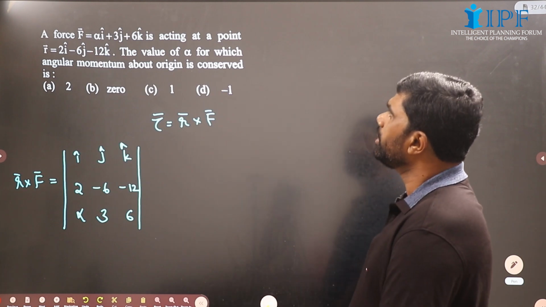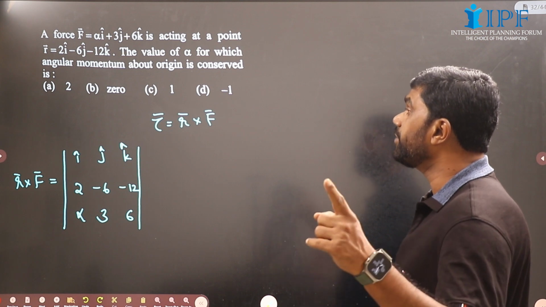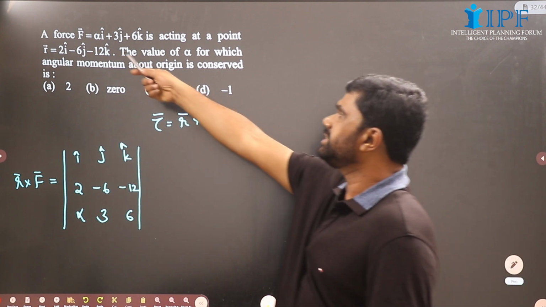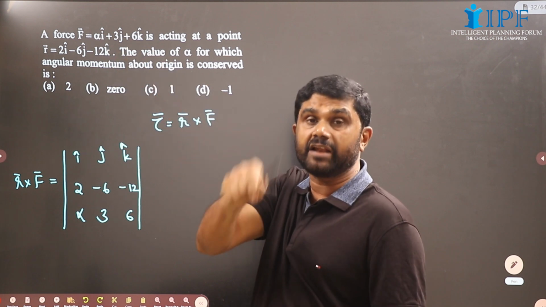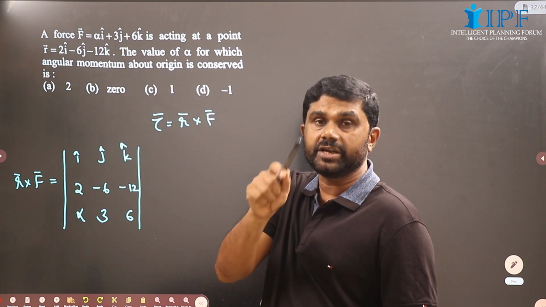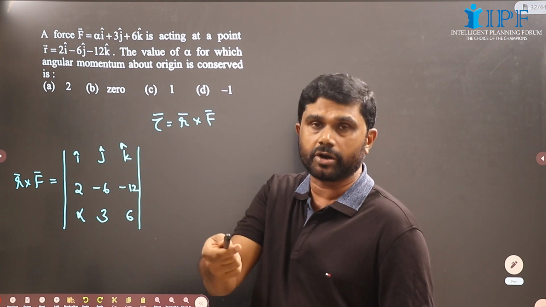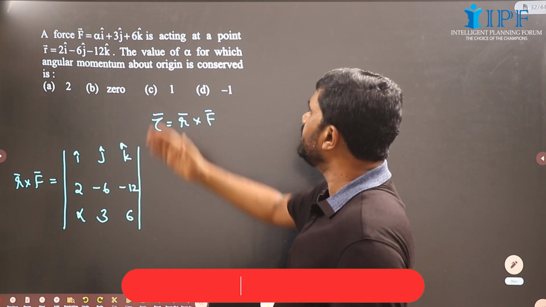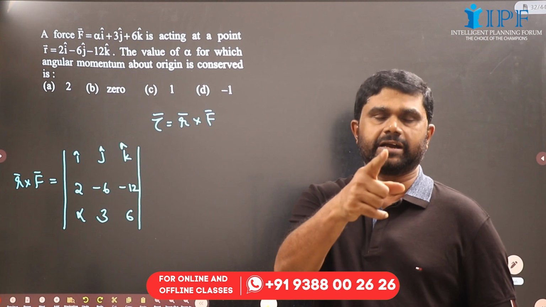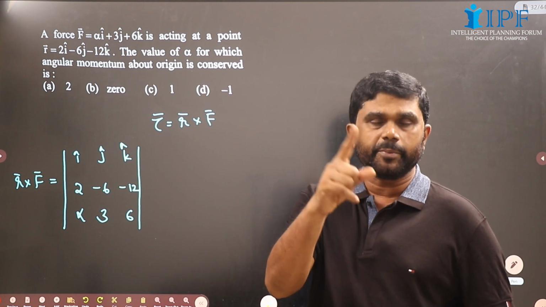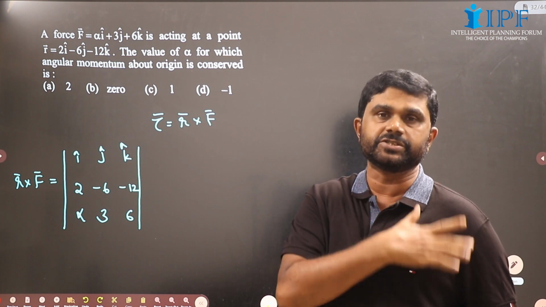Force is given in component form. Position vector is also given in component form. The value of alpha, because in the expression for force, its x component is alpha. That's not given; it is an unknown that we have to find out. The value of alpha for which the angular momentum about the origin is conserved. In order to conserve angular momentum, torque must be 0.